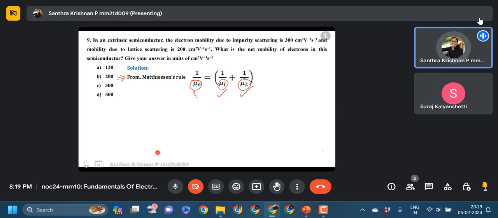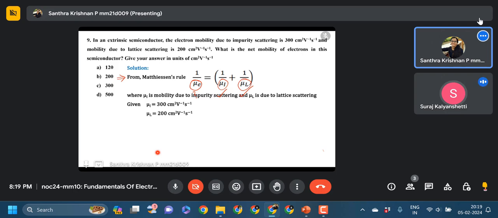The other thing that can come in the exam is they might give you the total mobility and one of the other components, and ask what is the impurity scattering. So it's a direct substitution.